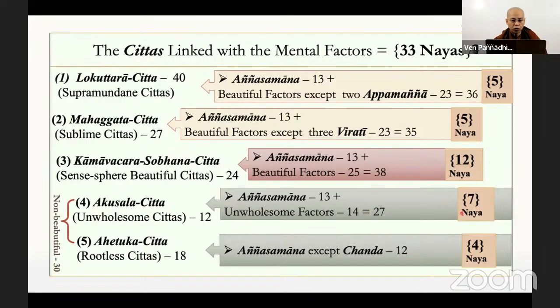Then there will be 7 nayas. These 7 nayas are a little bit complicated, and we will see how it happens. For the Ahetuka consciousness, only one group of Annasamana can be associated, and even then, in that group Chanda will be an exception, because Chanda is never associated with the Ahetuka. So in Ahetuka, 4 nayas, altogether 33.